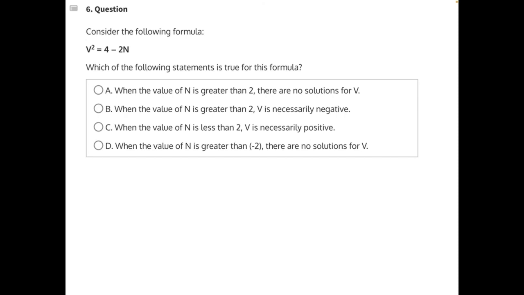Consider the following formula. Which of the following statements is true for this formula? This is another question that's asking us to identify the relationship between two variables within a function. In this case, one of our variables, v squared, must, no matter what, be greater than 0, and here's why.